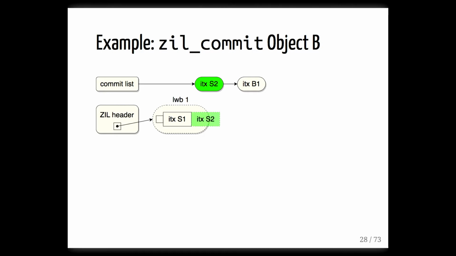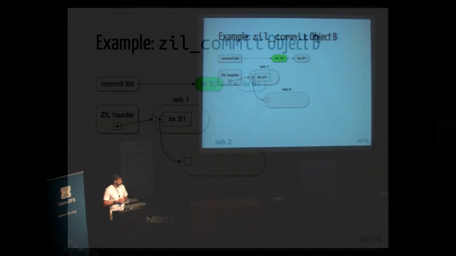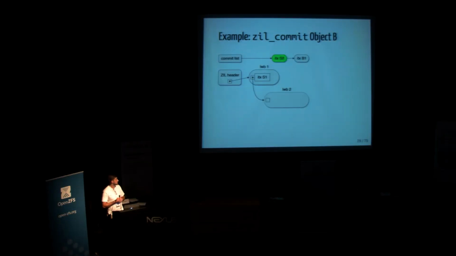This one doesn't quite fit in the currently open ZIL block. As you can see, it doesn't fit in LWB1 here. So we must allocate a new block and issue the current one to disk. Here, LWB1 now has a solid line to indicate it's been issued to disk, and LWB2 has a dashed line to indicate it's a new open ZIL block. Further, LWB1 maintains a pointer to LWB2 on disk, and that's the singly linked list relationship that I mentioned earlier.